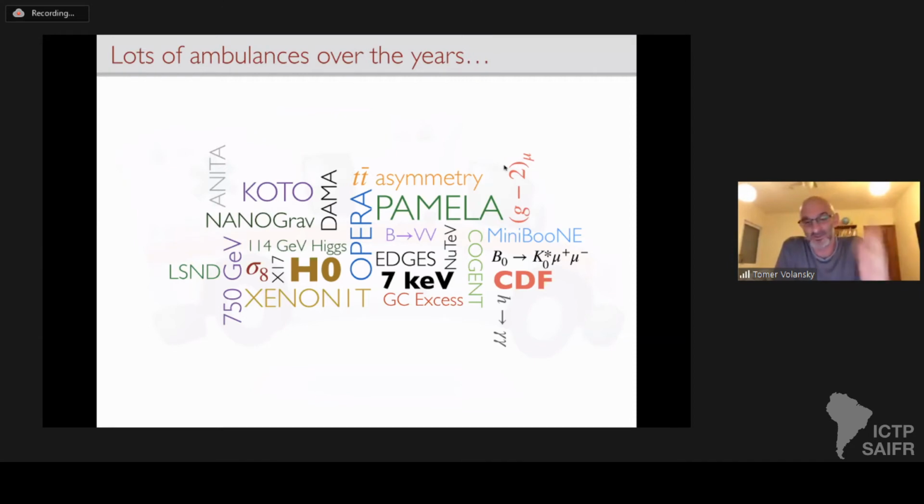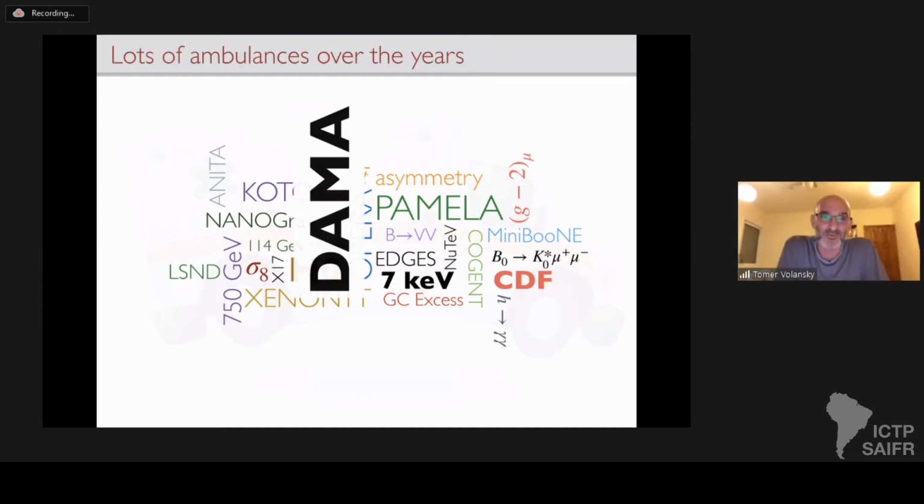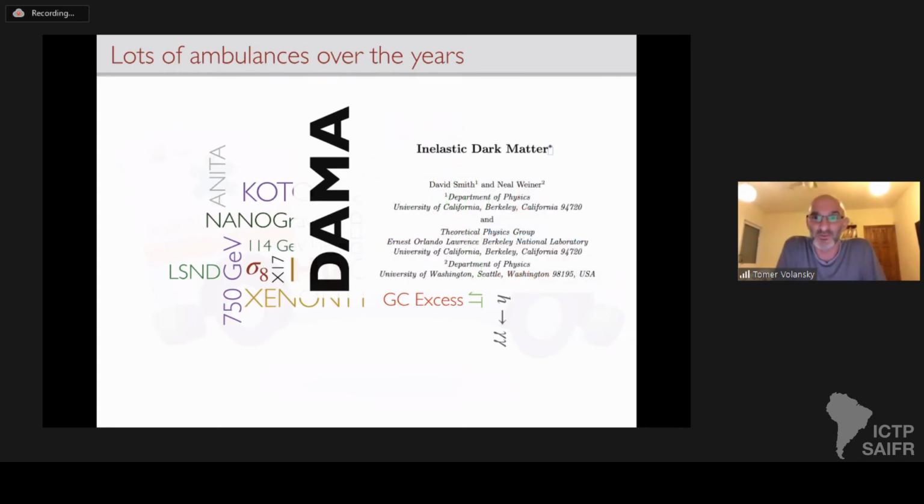Just two examples. DAMA, which is still kind of around, a crazy anomaly. But one thing that came out of it was inelastic dark matter that we've all been studying. It got some more attention very recently, but it's a highly cited paper. It has a life of its own even long after DAMA is no longer an ambulance to chase.